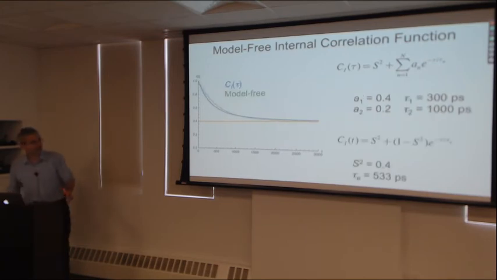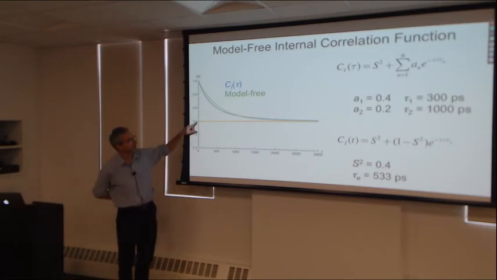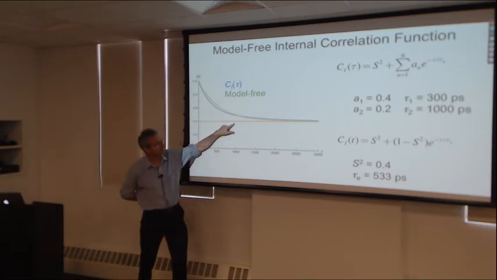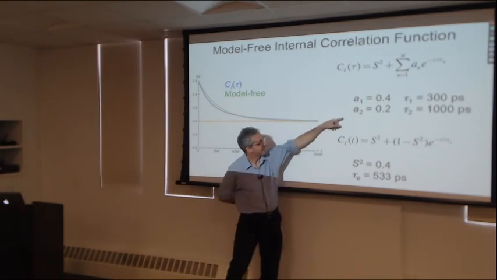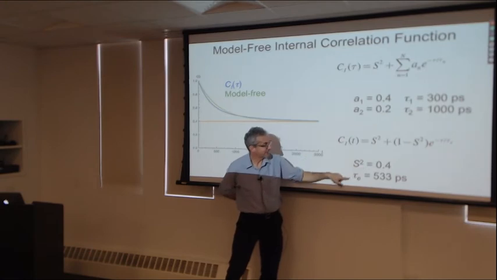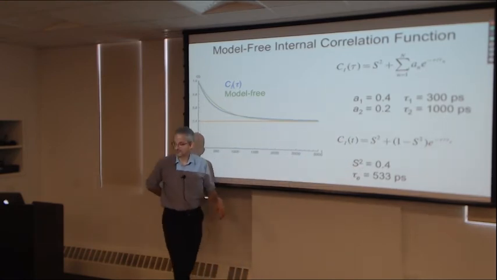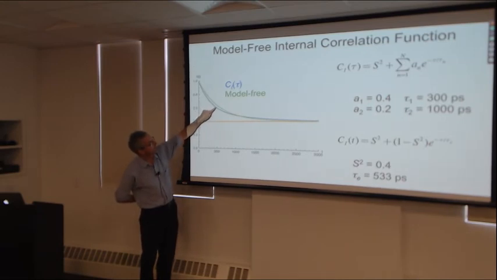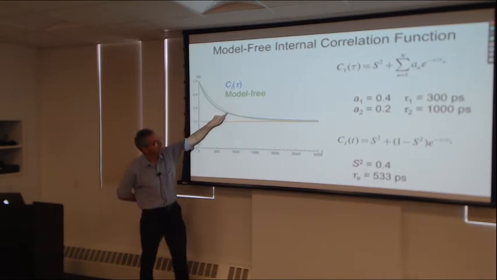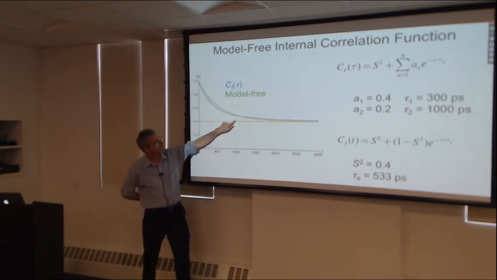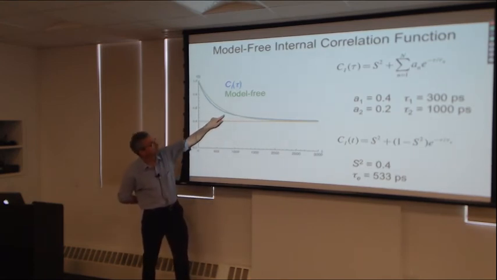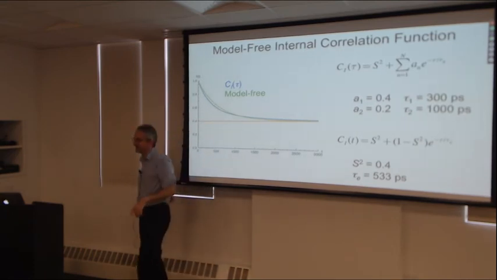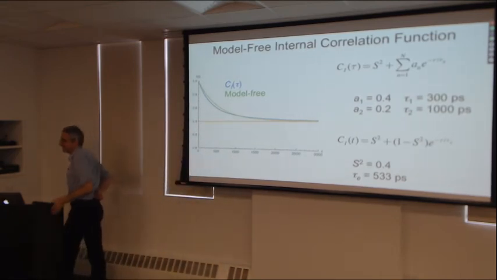So here, for example, it's just some model calculations. This plateau is S squared. I pick two exponentials and then calculated what the model-free parameters would be, the single exponential approximation. So here's the real decay, and then green shows the single exponential approximation. So it overshoots here and undershoots here to make the area the same.